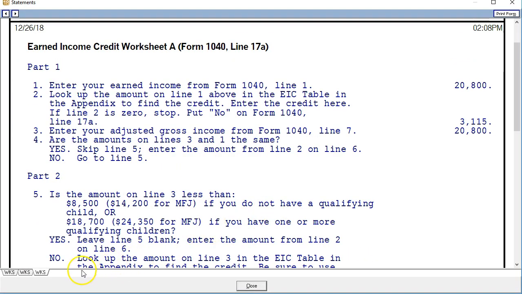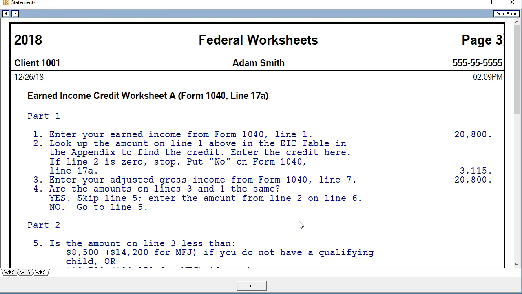This is a bit of a complicated calculation. That's because in part we need to use tables in order to look up the correct amount if we were to do this manually. And that's the reason that, like the calculation of the tax itself, we often depend on the software in order to help us with looking up the actual calculation for the earned income tax credit. Note the calculation here. We're going to enter your earned income from 1040 line 1. So there's the 20,800. And then we simply look up the amount on line 1 in the earned income tax table in the appendix to find the credit.